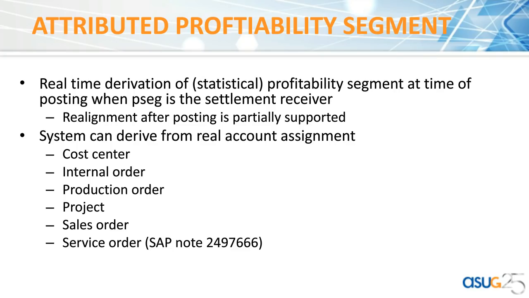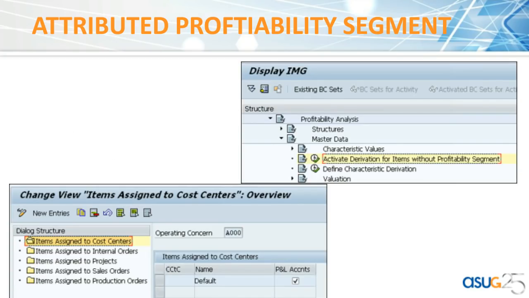In my next slide, I have a couple of screenshots of where you can find this in customizing. So in the Profitability Analysis IMG folder under Master Data is where we make the activation. And you can see my various cost objects listed here. Now in my diagram, I have Cost Center as the view. And notice how P&L account has a checkbox.